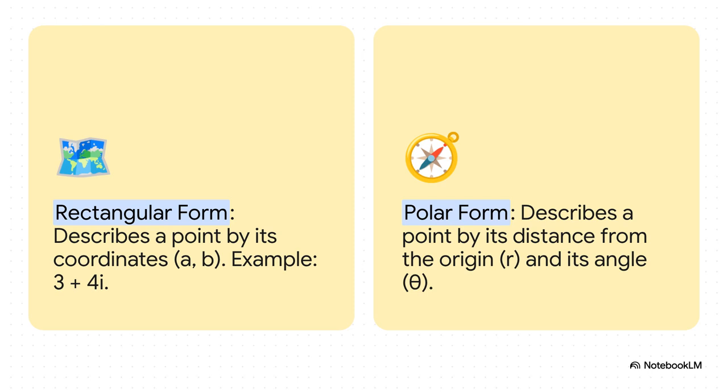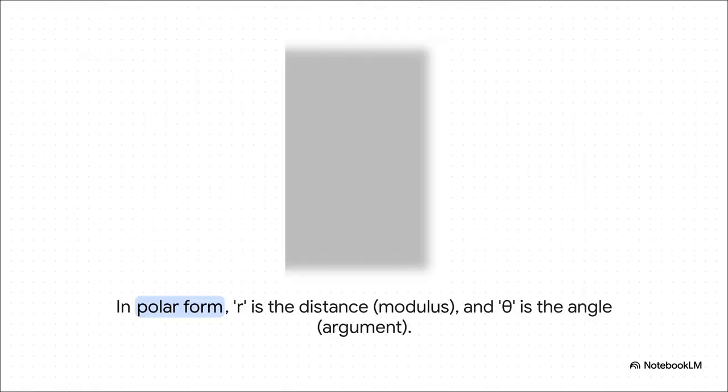It's like giving directions in a city. Go A blocks east, then B blocks north. But there's a totally different way to give directions: polar form. Instead of blocks, you just say, point in that direction and go this far. So you describe the exact same spot using its distance from the center, which we call r, and its angle, which we call theta. This visual makes it super clear.